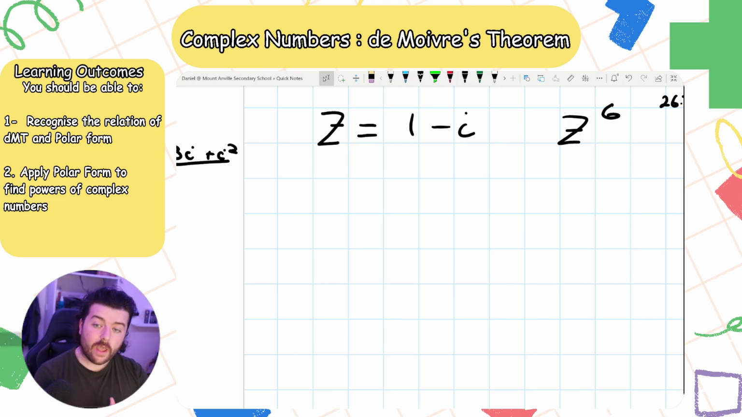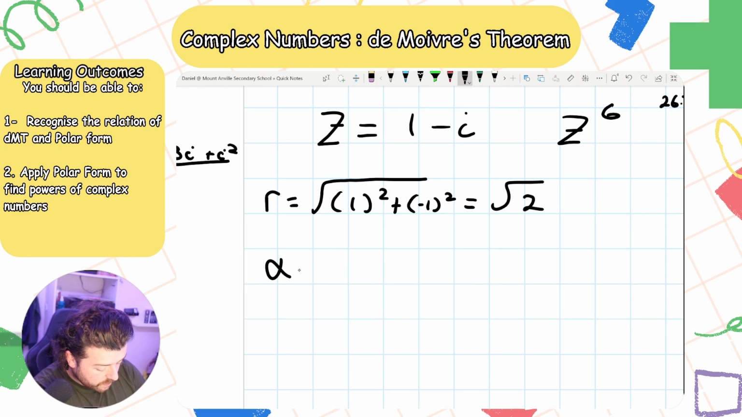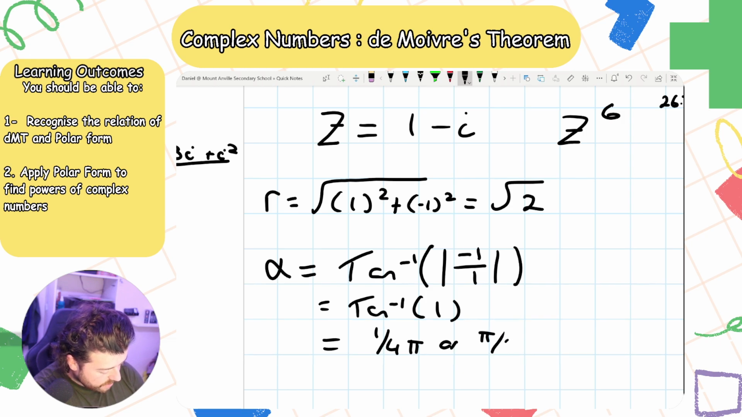Right, so we got our complex number simplified there. So let's get it in polar form. The modulus r is equal to the square root of 1 squared plus minus 1 squared, which is going to be root 2. My reference angle is going to be tan inverse of the absolute value of minus 1 over 1, which is just tan inverse of 1, which is pi over 4.